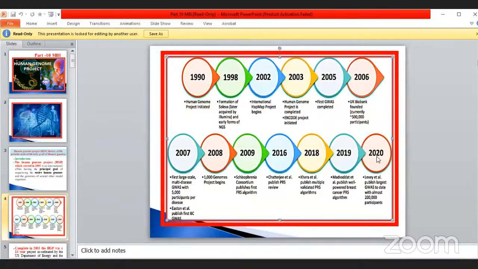And in 2020, Levy et al. published the largest GWAS to date with almost 2 lakh participants. See, here 5 lakh, here 2 lakh participants. Recently, they were discovered. Just imagine, take an example of COVID or HIV. The RNA contained there is a genetic code, isn't it? What are the genes present in it?